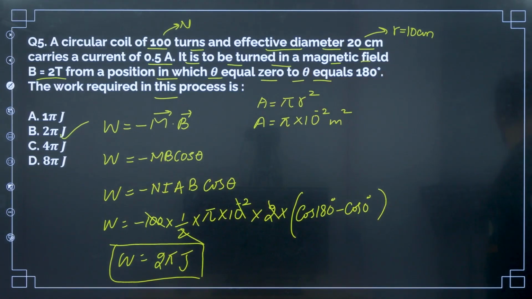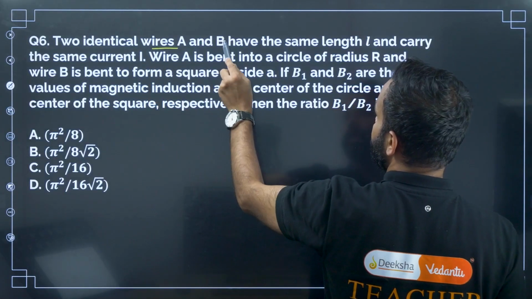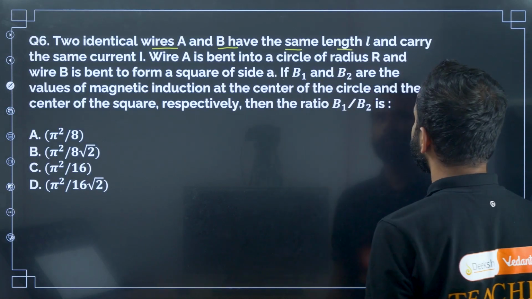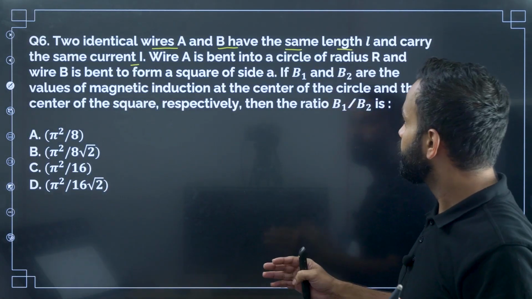Okay. Question number 6. Two identical wires A and B have the same length L and carry the same current I. Okay, two identical wires A and B.